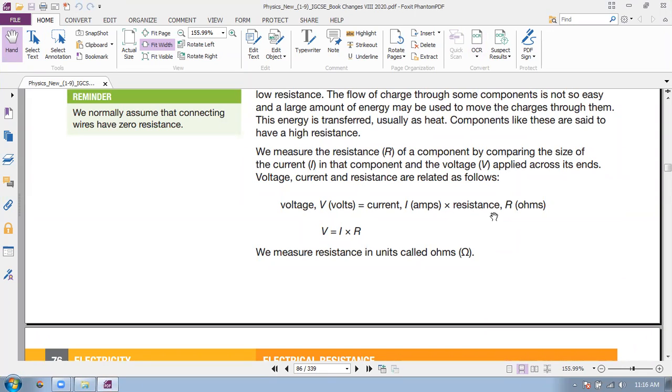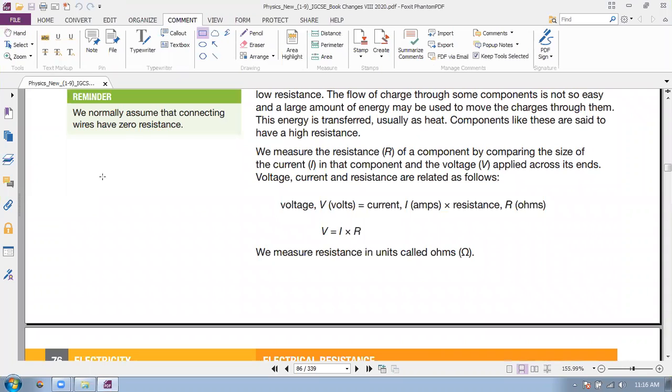Resistance is measured in ohms, and the symbol of resistance is like this in our textbook. But if you read engineering, you'll see that a resistor looks like this. For the time being, this is not necessary for us. We will follow our textbook one.